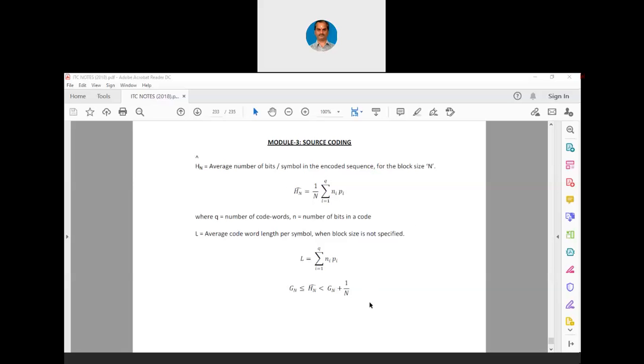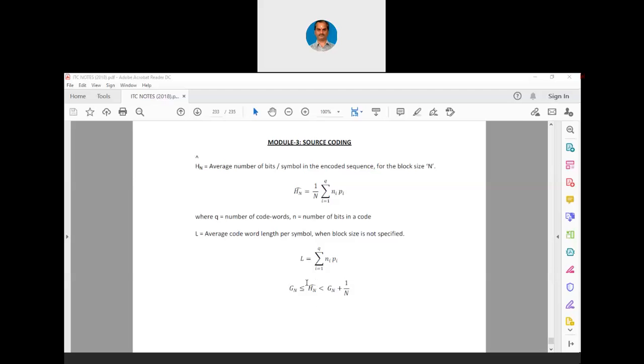Later on we had a derivation called Gn is less than or equal to Hn cap, and it is less than Gn plus 1 over n, which indicated that when G is the encoded sequence with the block size n, now when we calculate the average number of bits per symbol in the encoded sequence, this Hn cap is in between Gn and Gn plus 1 over n. And we had already seen this as a derivation earlier.